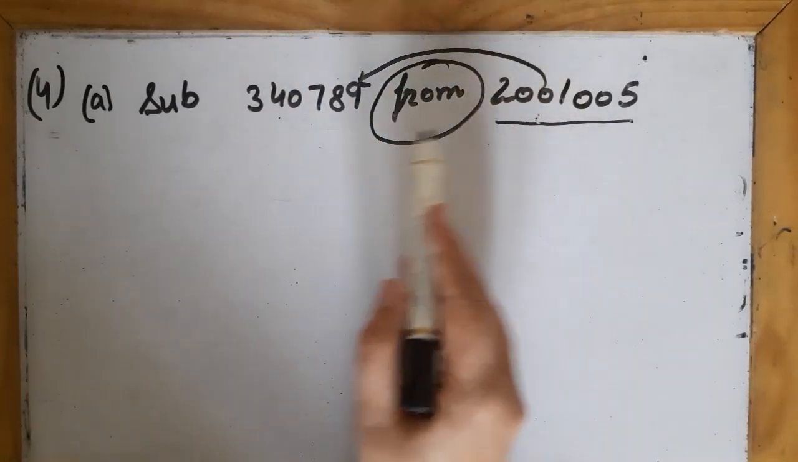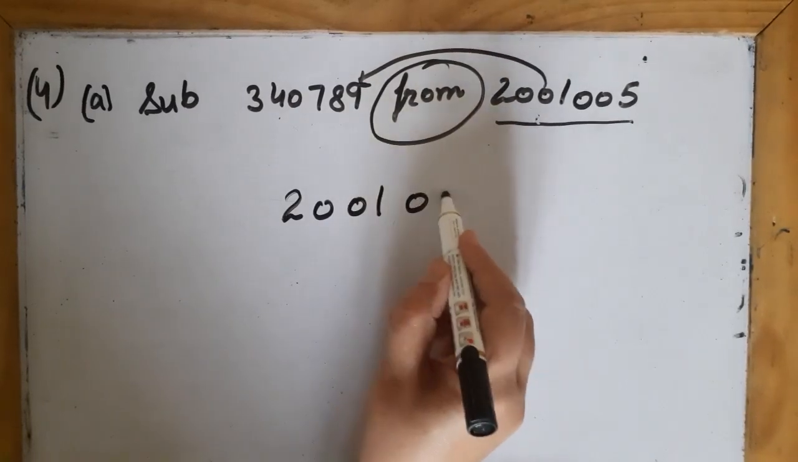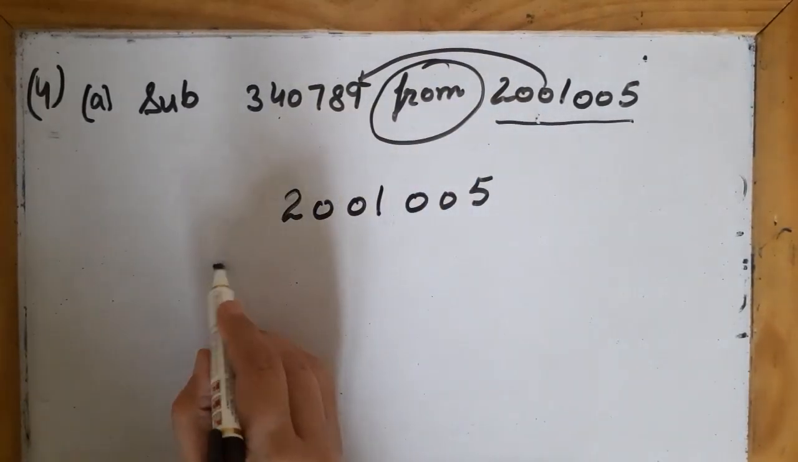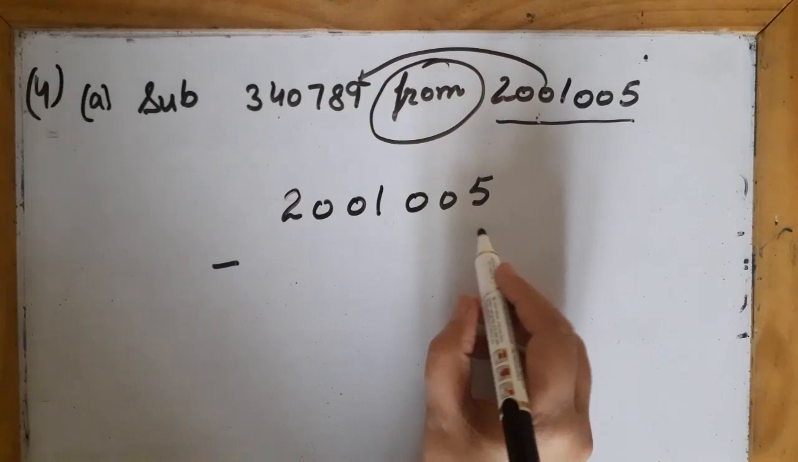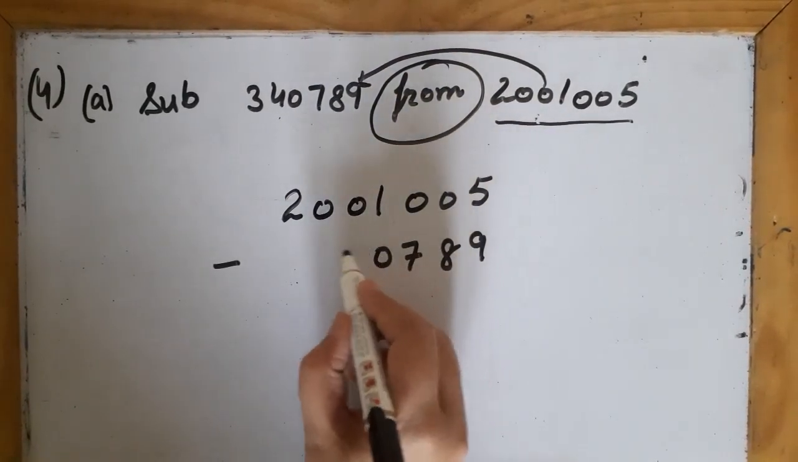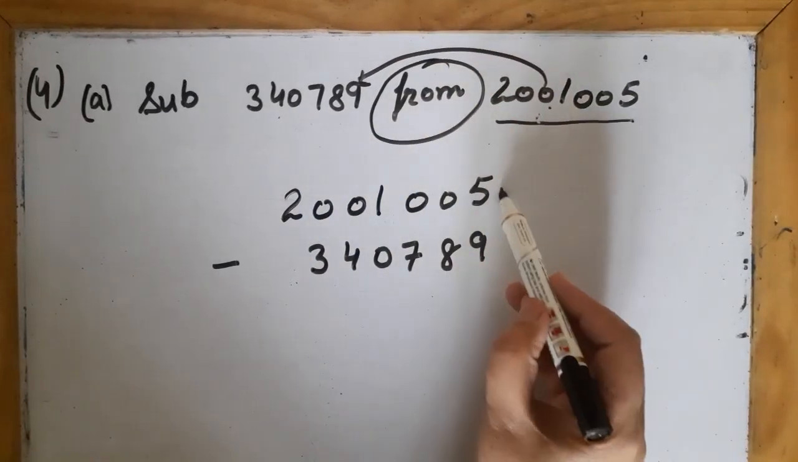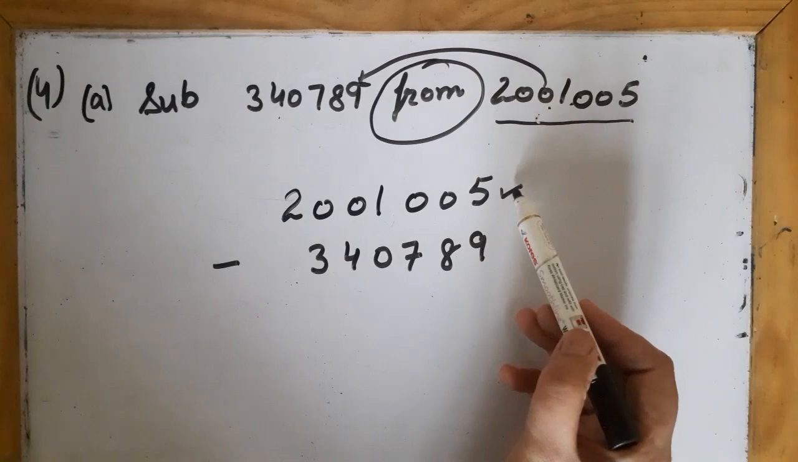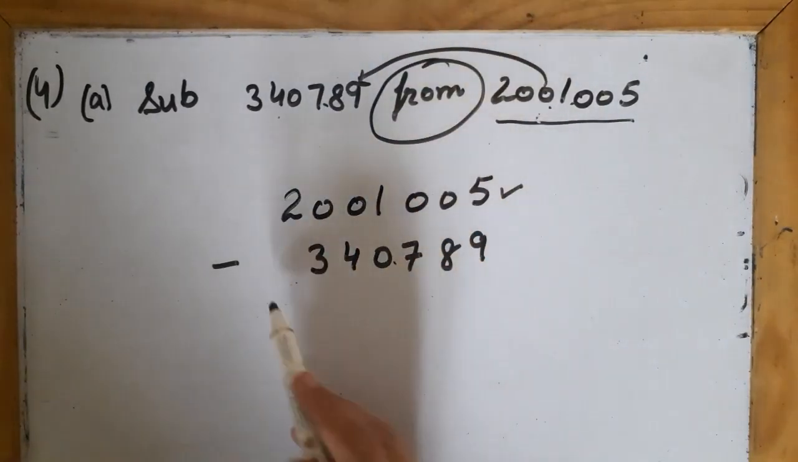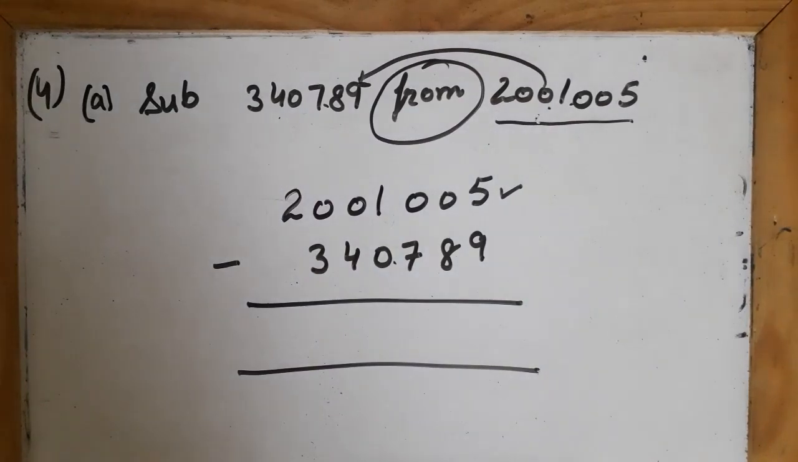So this number I will write on the top, and I will write this first number down. 4 3. So from this number which I have written up, I will subtract this number. So now you subtract them and get the answer.